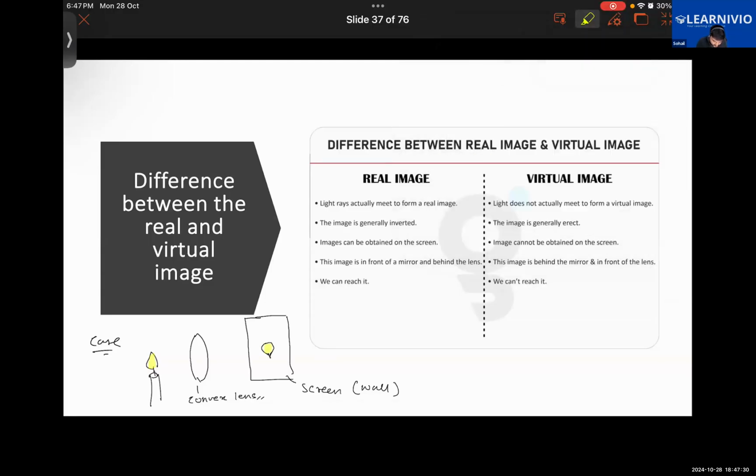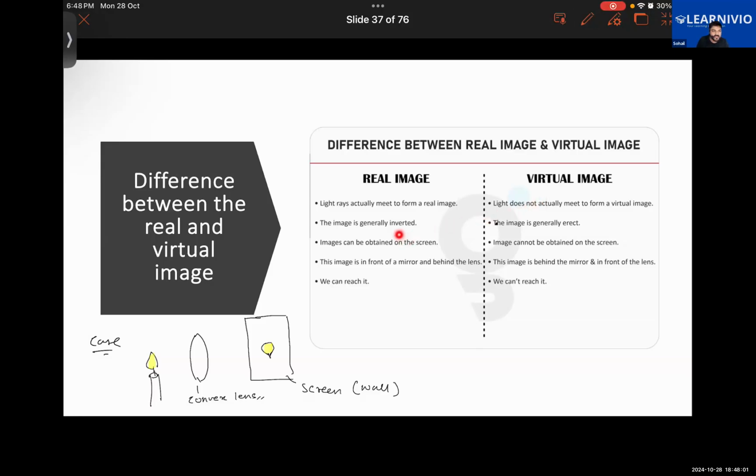Everyone getting it now? This is an upside down, inverted image, right? That is one of the properties of real images: whenever real images are formed, it will be an inverted image. Everyone clear with this topic? Yes, sir. Okay. Talking about the virtual image further, in the case of the virtual image, the image will generally be erect. It will not be inverted.